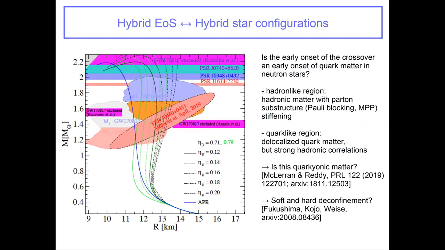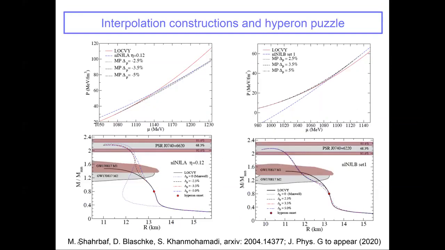I would like to advertise a recent work by Mahbubeh Sharbaf and myself and a colleague from Iran, which is in Journal Physics G, to appear. We have here applied both constructions to discuss the hyperon puzzle. So we have a hyperonic APR type equation of state. It's called LOCV, so lowest order constraint variational method with an AV18 potential, including hyperons. So this is the red curve.